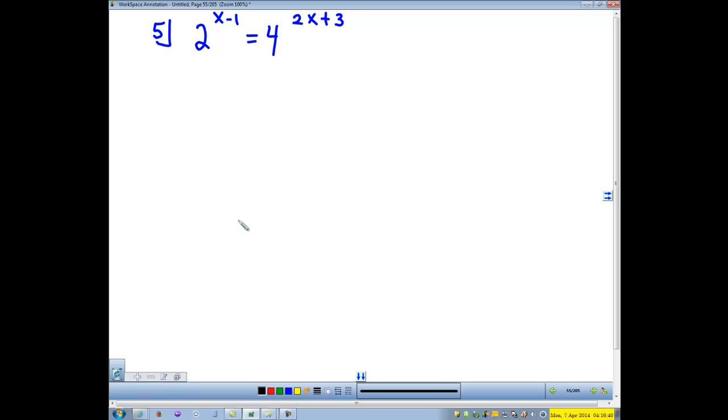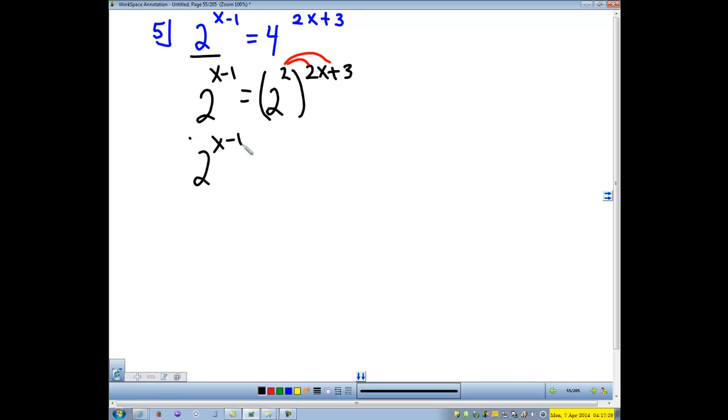Example 5. 2 is as small as I can break this base down, so I'm hoping that I can change this 4 to be a 2 raised to some power. And it is. 4 is the same thing as 2 squared. And I still have 2x plus 3 that needs to be multiplied by it. Now I have the same base. However, I need to follow the rules of exponents. It says when we have powers raised to a power, we multiply those powers.